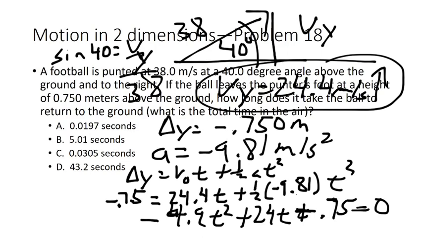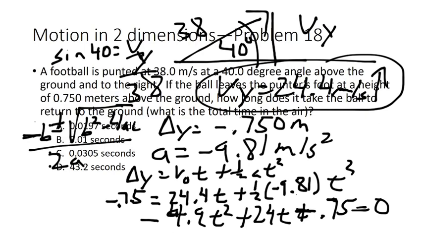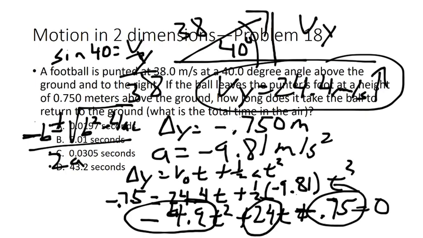Now we're going to use the quadratic equation, which hopefully you guys remember is negative b plus or minus the square root of b squared minus 4ac, all over 2a. Remembering that b in this case is the 24, a is the negative 4.9, and c is the 0.75. Now when you plug all these variables into the quadratic equation, you end up with two answers. You end up with t equals 5.01 seconds.